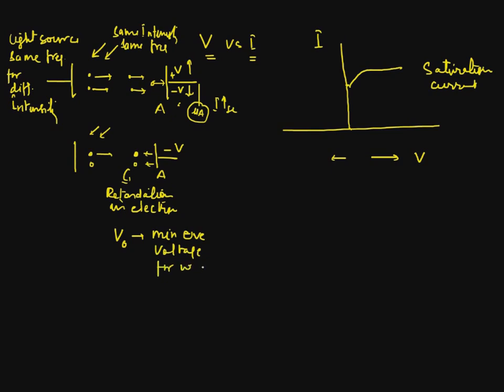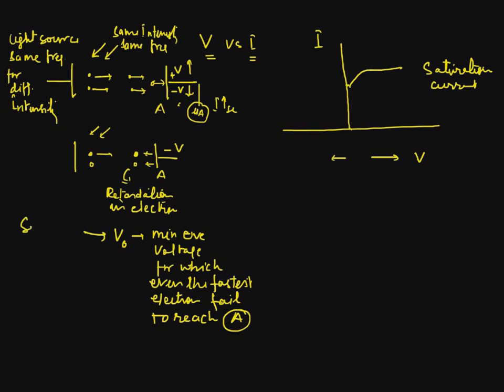for which even the fastest electron, most energetic electron, fail to reach anode plate, right? And that's why this is called as stopping potential. Or what will happen? The electron will not reach here and the current will become zero. So photo current becomes zero.